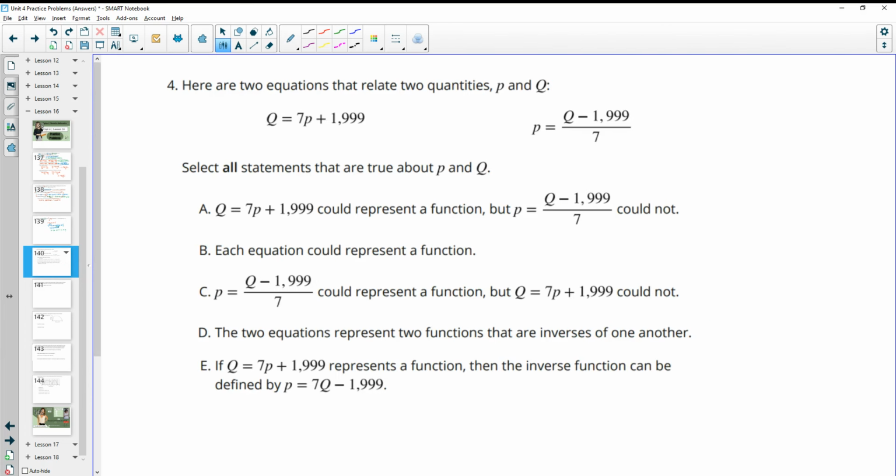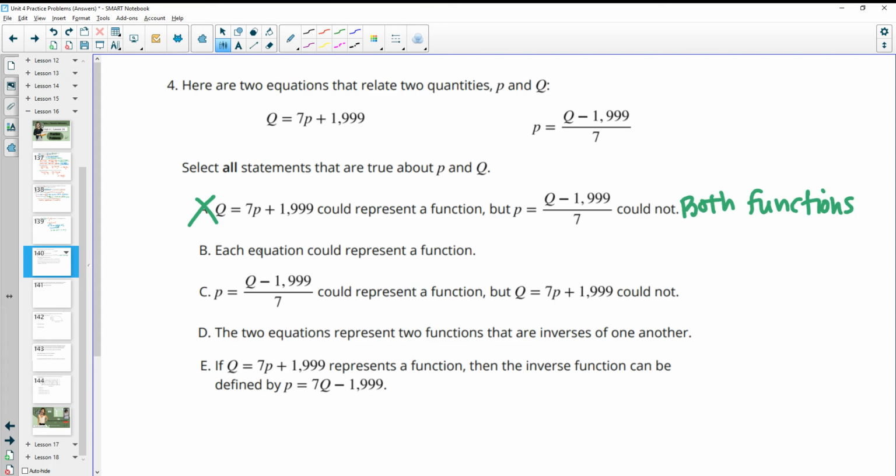Number 4, here are two equations that relate to quantities P and Q. Q equals 7P plus 1,999. P equals (Q minus 1,999) divided by 7. Select all statements that are true about P and Q. A says Q equals 7P plus 1,999 could represent a function, but P equals (Q minus 1,999) over 7 could not. And that's not true. Both are functions. So that's false.